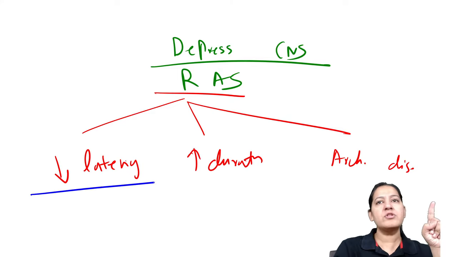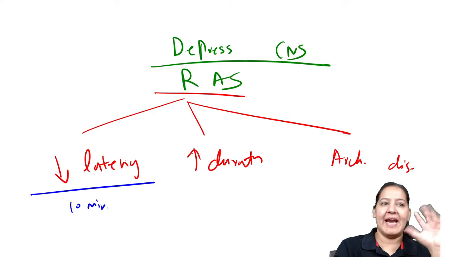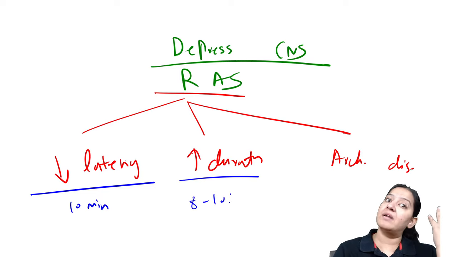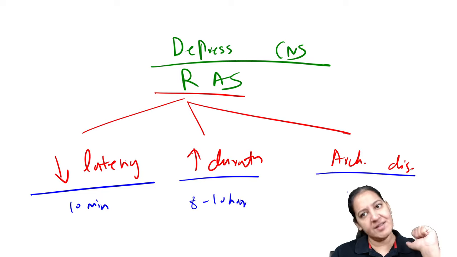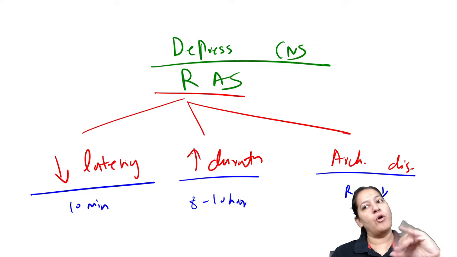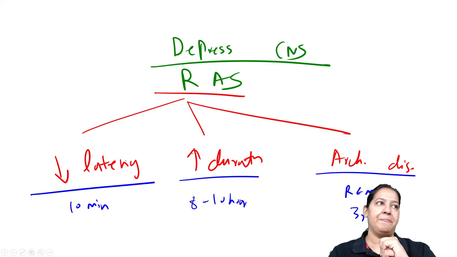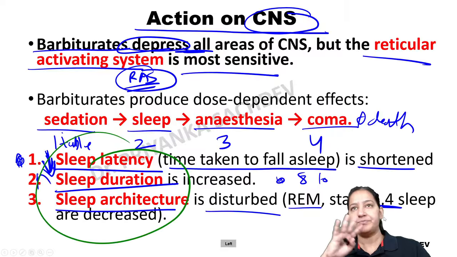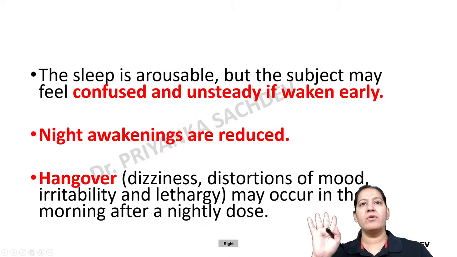You can give the details of all. Sleep latency is reduced, so within 10 minutes the person will fall asleep after going to bed. Duration is increased, so the person will sleep for 8 to 10 hours. Architecture is disturbed, so REM duration will decrease and stage 3-4 of non-REM will decrease. Everyone give me a thumbs up. That is the summary, the action on the CNS. You can see here.